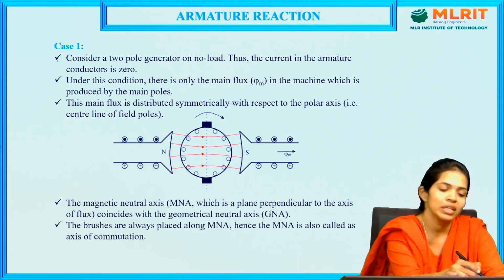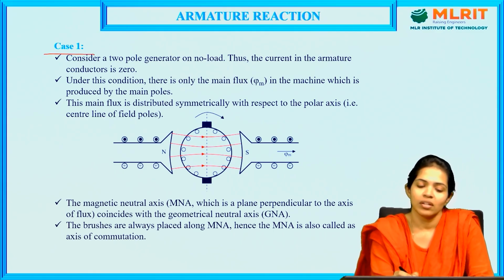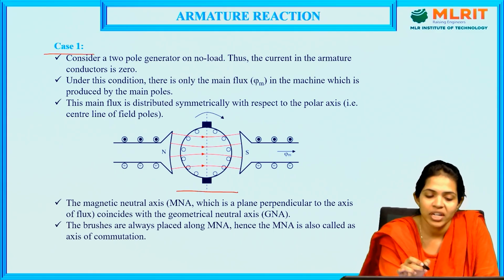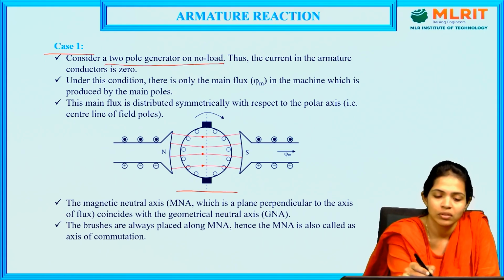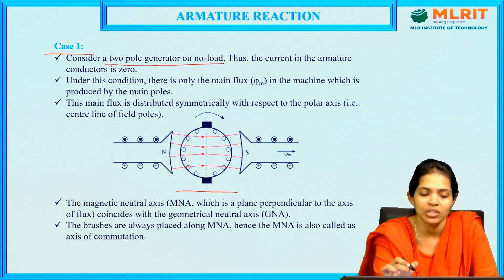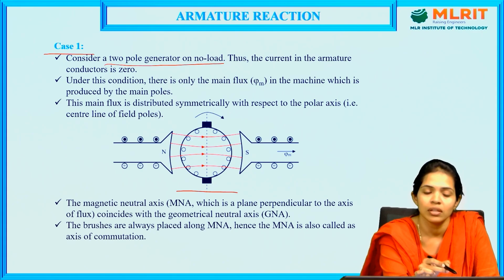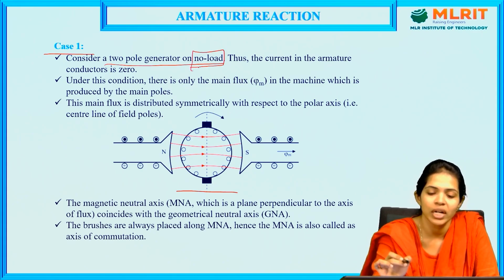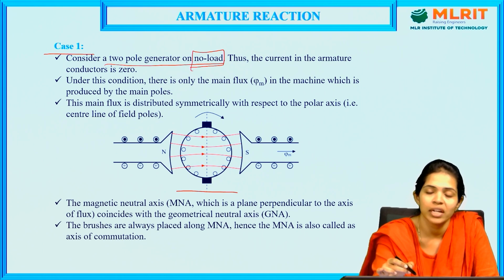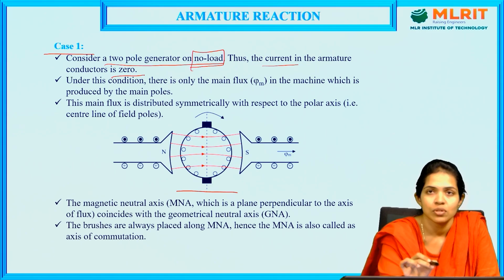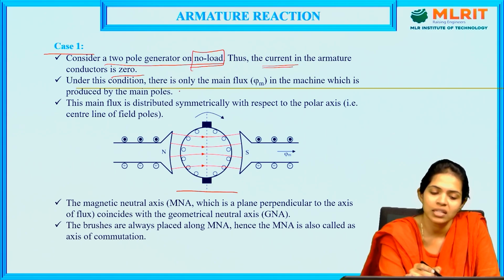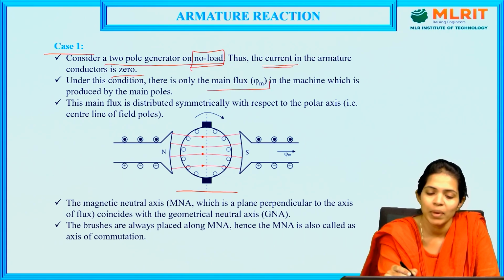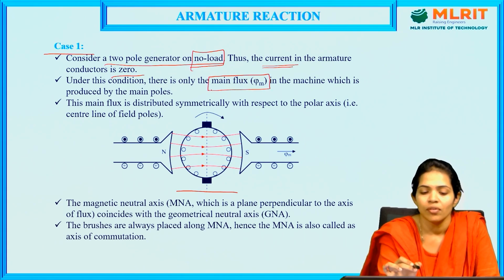Moving on to case 1, consider a 2-pole generator on no load. We are not loading the generator initially. Under no load condition, no load is connected to the armature terminals, so the current in the armature will be 0. Under these conditions, there is only the main field flux.